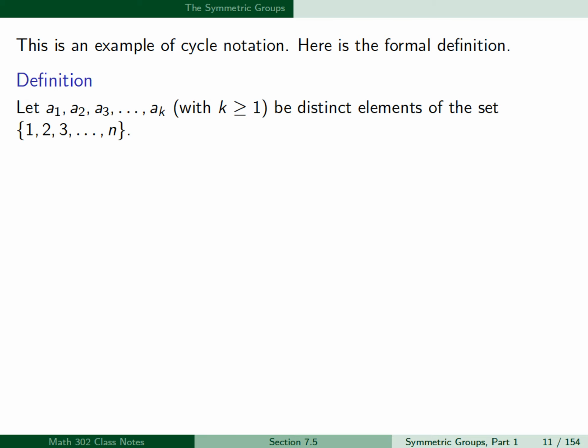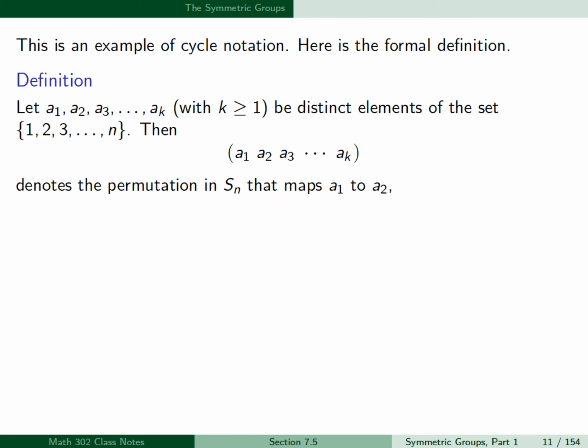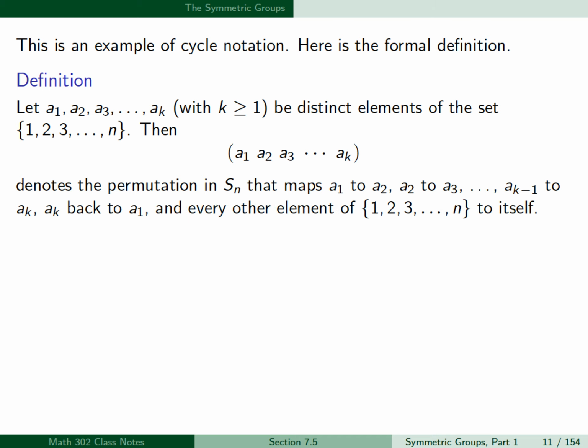And here's the formal definition. Let A1, A2, A3 up to A sub k, with k greater than or equal to 1, be distinct elements of the set 1, 2, 3 up to n. Then parentheses A1, A2, A3 down to A sub k, close parentheses, denotes the permutation in S sub n that maps A1 to A2, A2 to A3, down to A sub k minus 1 to A sub k, and then A sub k back to A1, and every other element of 1, 2, 3 up to n which doesn't appear in the parentheses is mapped to itself.